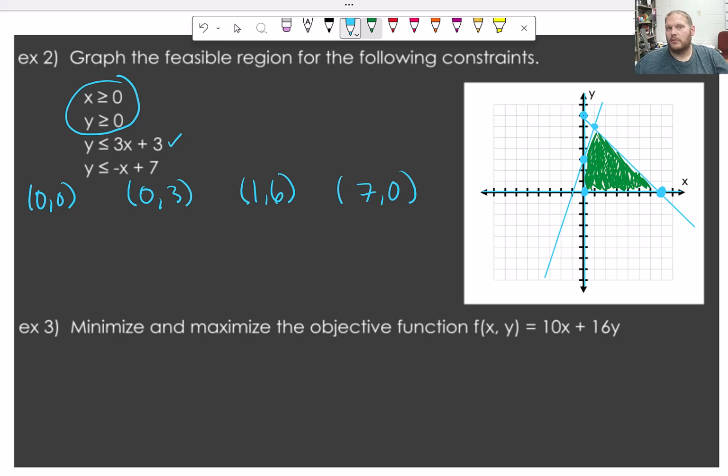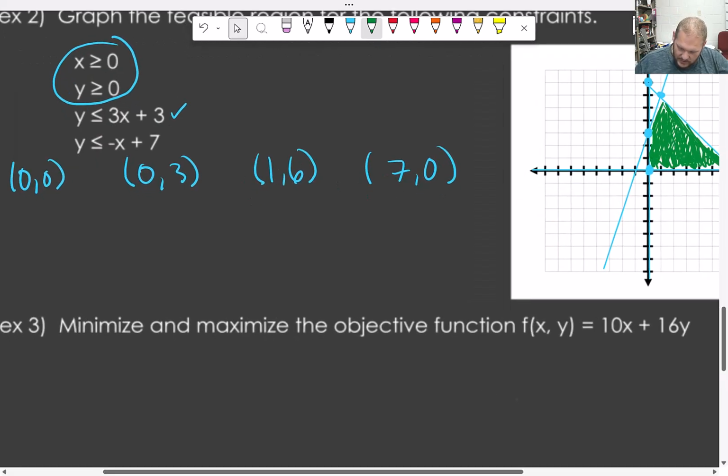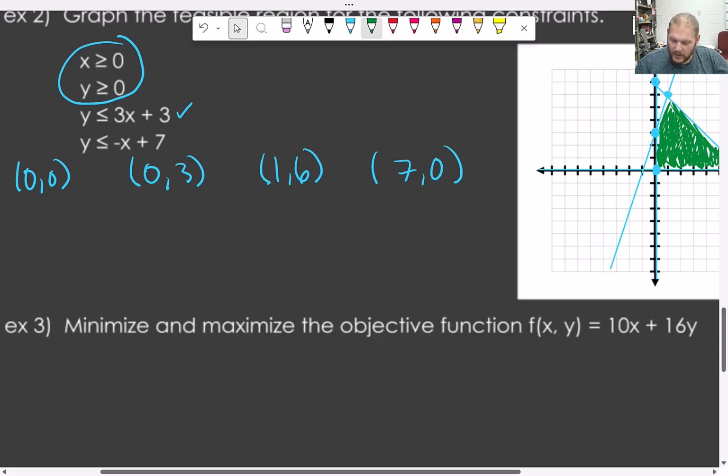So since I'm trying to maximize and minimize the equation 10x plus 16y, I'm going to plug in my x and my y values to each of those 4 to be able to find what the max value is and what the min value is. So we'll do this in red. 10 times 0 plus 16 times 0 is 0. Cool. 10 times 0 plus 16 times 3 is 48.